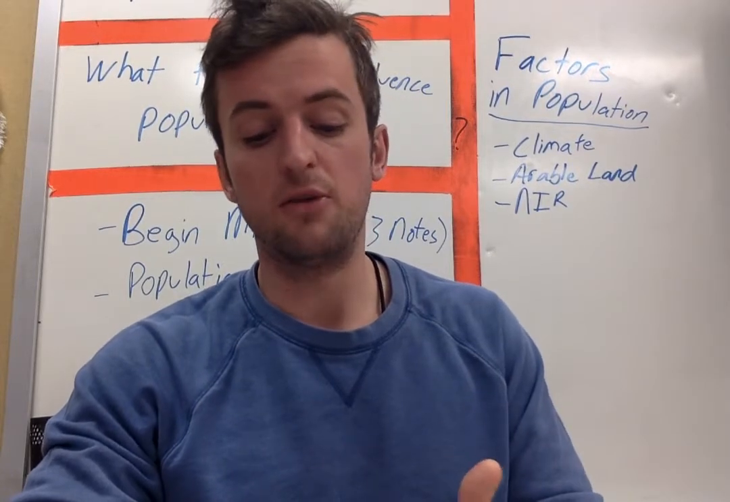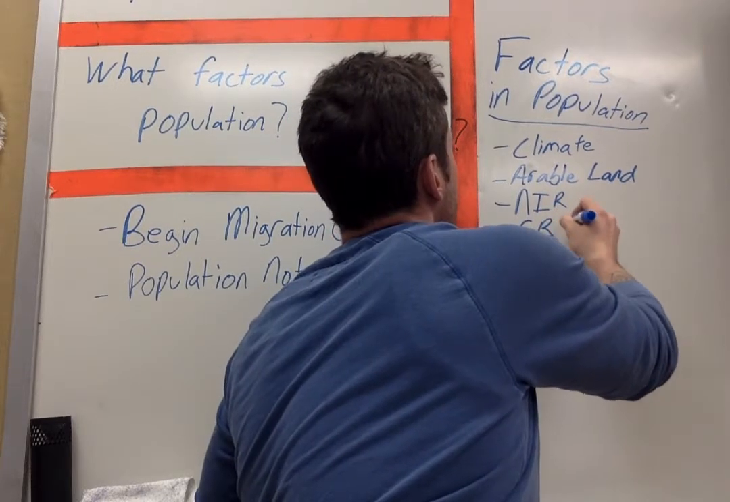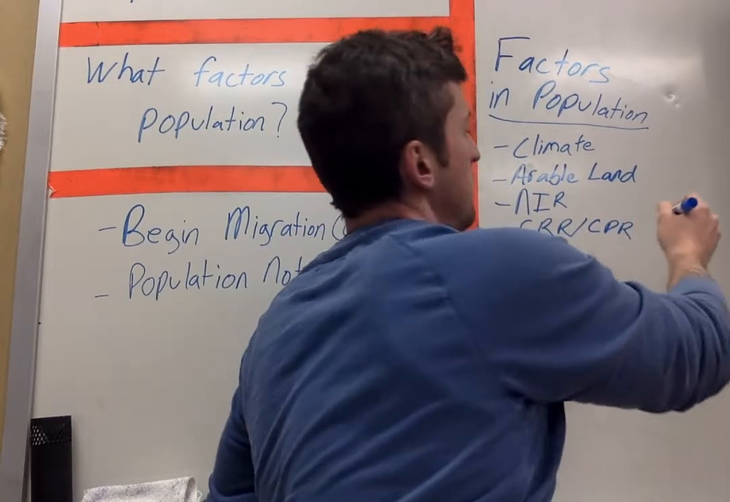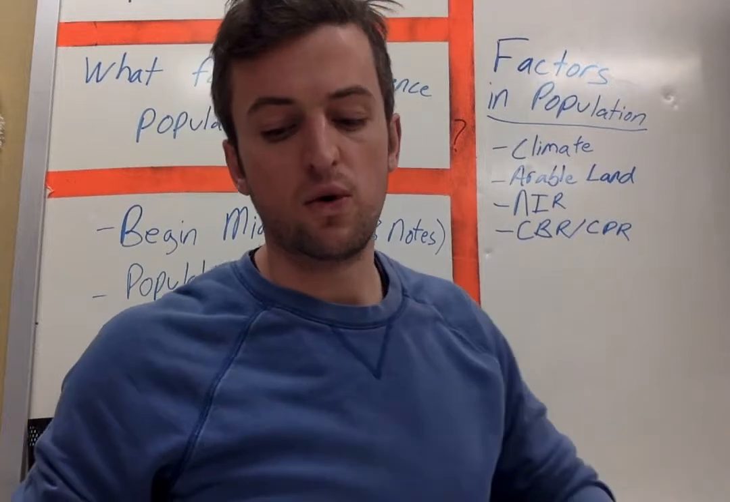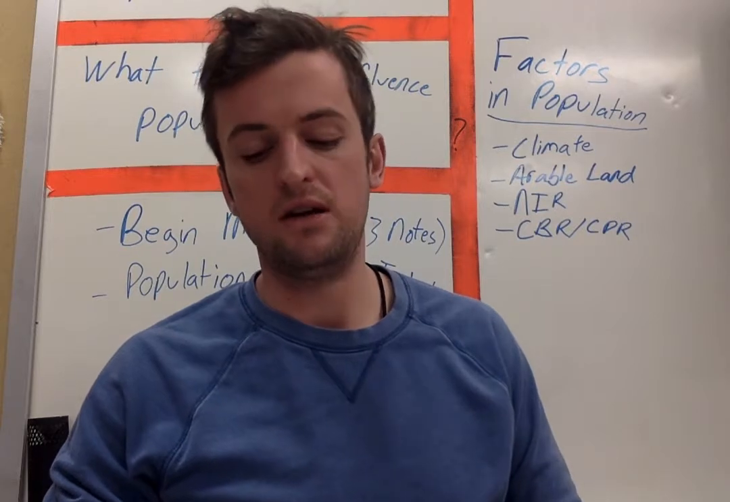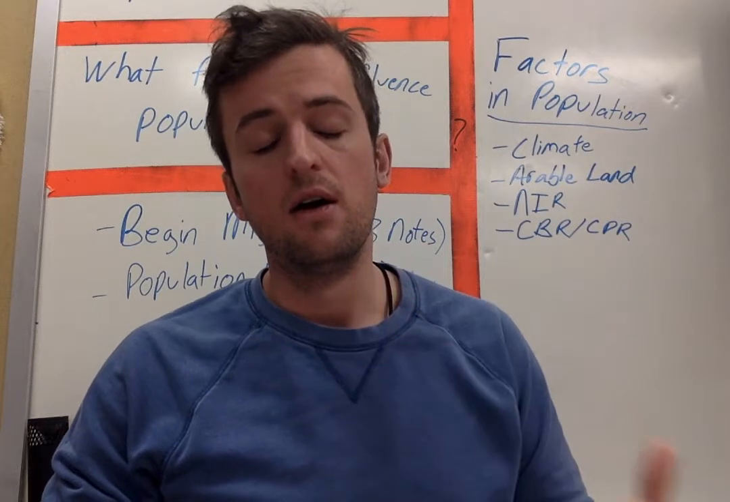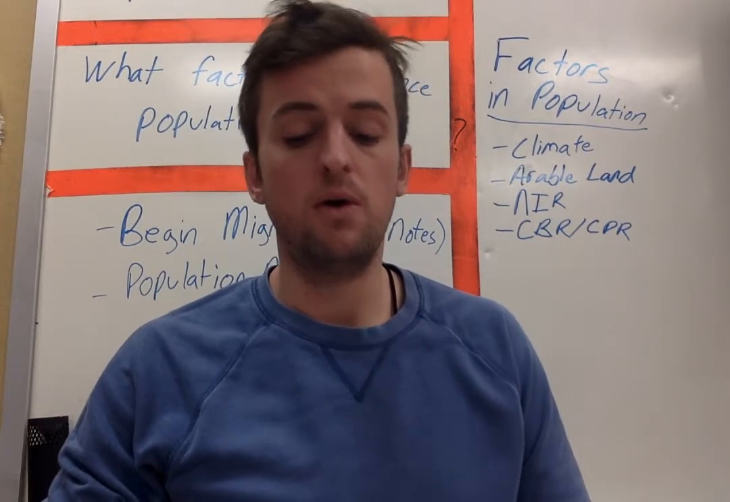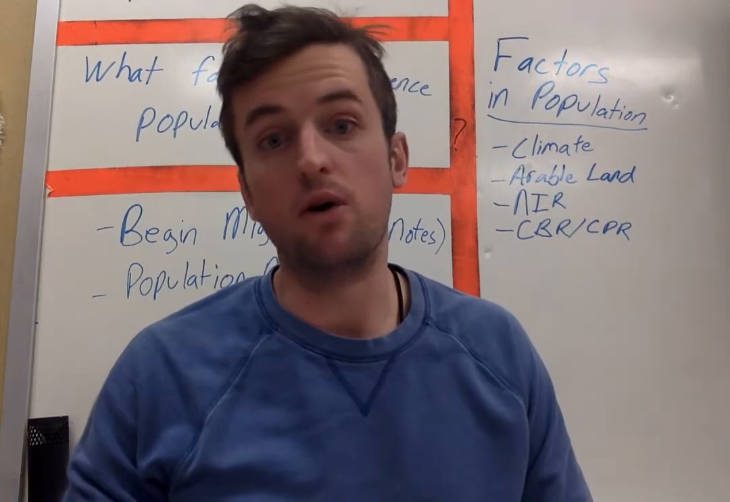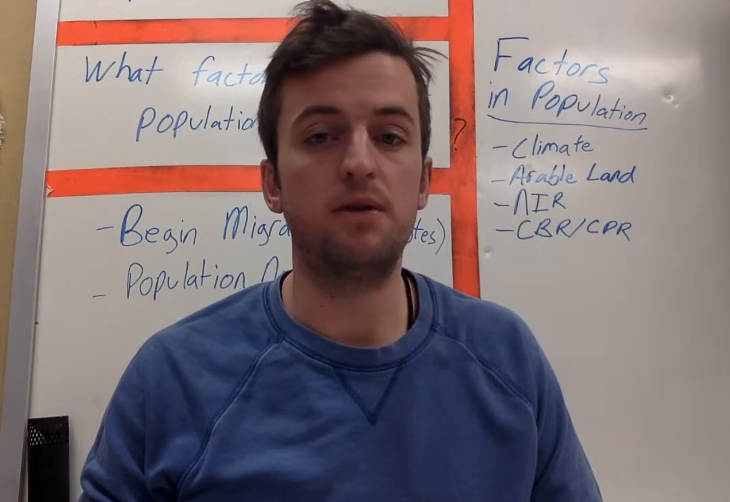Another factor that your book talks about is CBR. And I'm going to go ahead and write CDR up there as well. CBR stands for crude birth rate, and that's the total number of live births in a year for every 1,000 people. And CDR is the exact opposite. It's the total number of deaths in a year for every 1,000 people alive. So there are a lot of factors that cause both of these to either go up or go down, but they obviously have just a general influence on population.